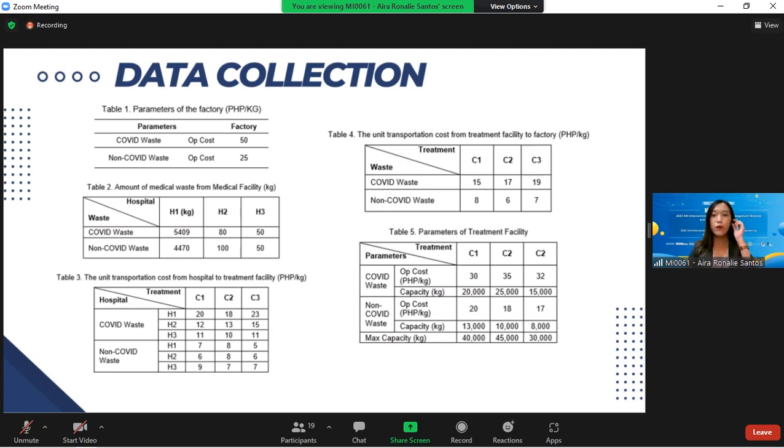Table 1 represents the operating cost of the factory. Table 2 shows the amount of medical waste from 3 hospitals. Table 3 is the data for the transportation cost from hospital to collecting center. Table 4 is the data for the transportation cost from treatment facility to factory. And lastly, table 5 shows the operating cost and capacity of the treatment facility.